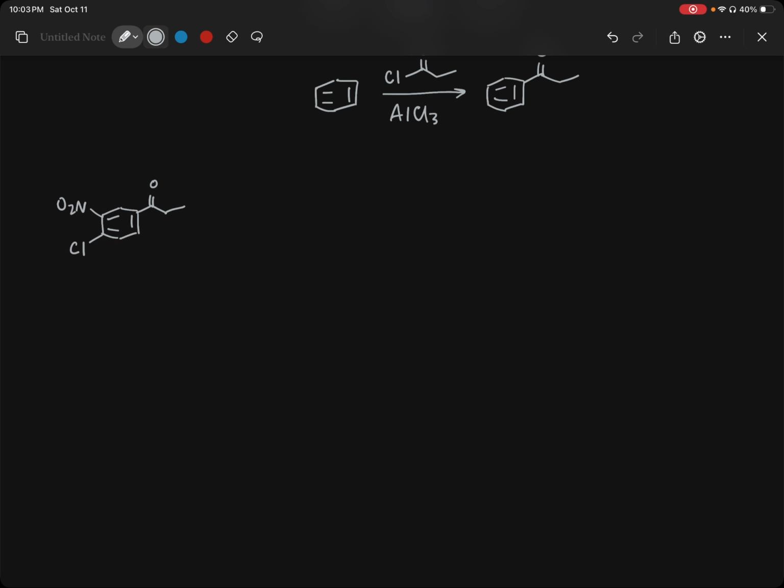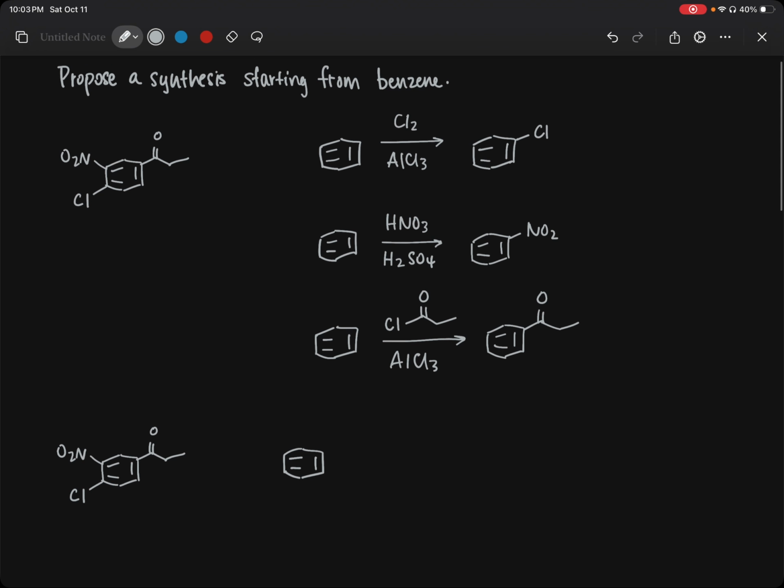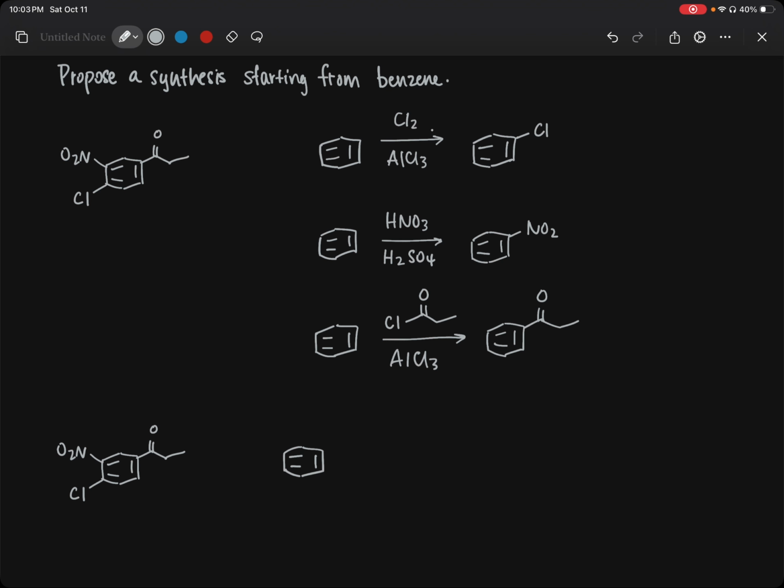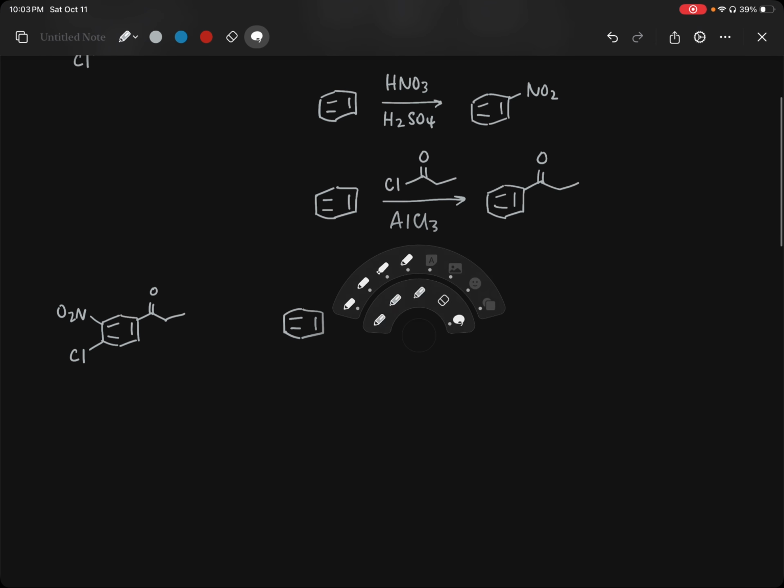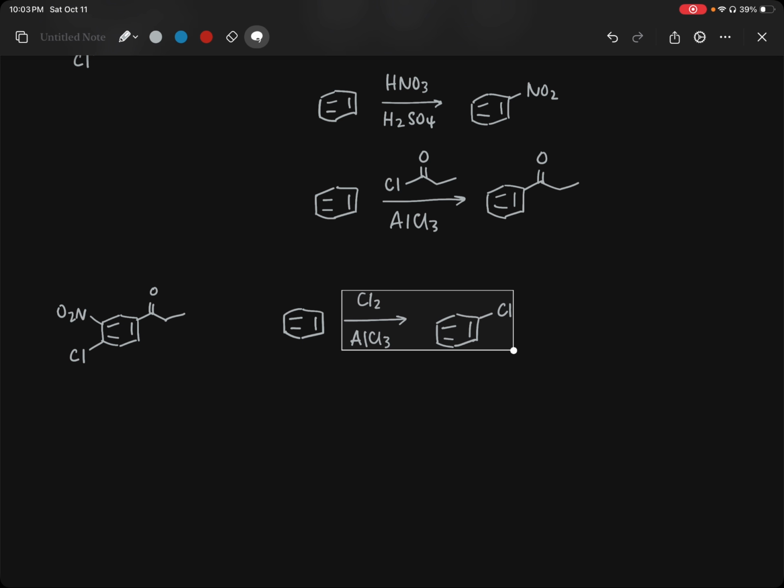All right, so here's our target molecule. Okay, so we're going to start from benzene because we're instructed to start from benzene. And we're going to put the chloride group on first. Okay, so if we come up here, how do we do that? Well, we do this reaction. So let's just take this, put it down here. All right, so there we go. That's going to be our first step, is we're going to convert benzene to chlorobenzene.